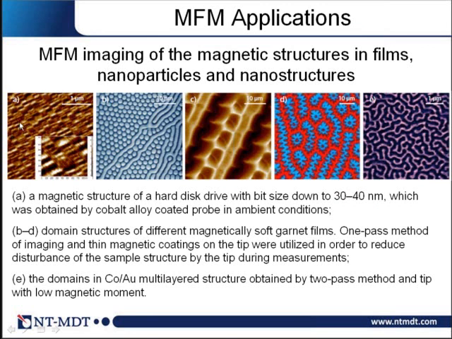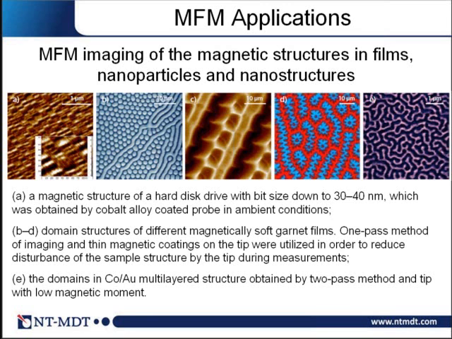On the left, you see the standard image which people very often use to calibrate their devices and to find the resolution. You see a magnetic structure of a hard disk drive. And you see that the resolution of this image is rather good. It's definitely below 100 nanometers, but one should notice that this is rather a simple test.